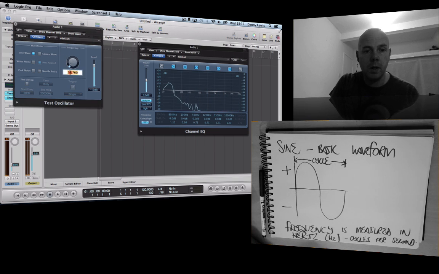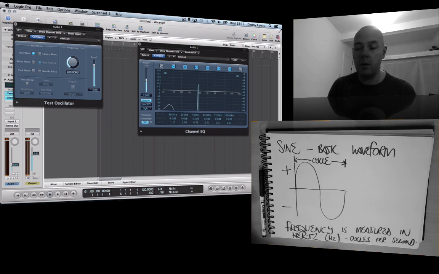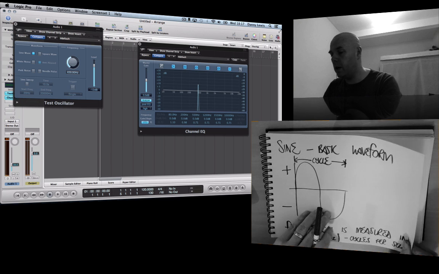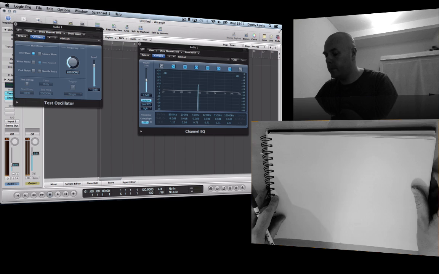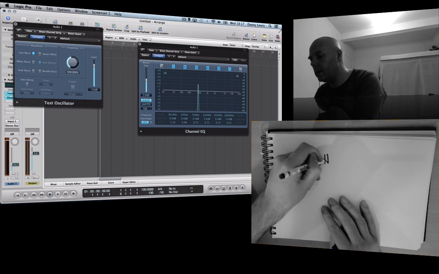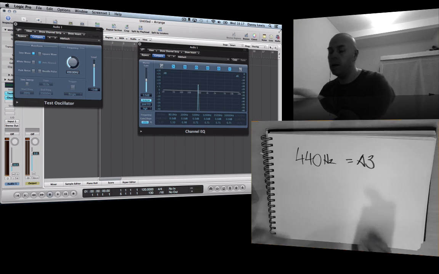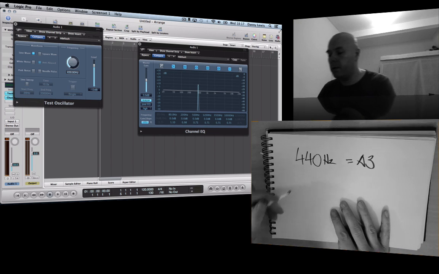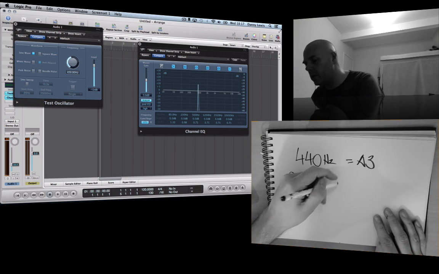Now, what I'm going to do is I'm going to go to 440. A little bit of a magic number. This is a tone you may recognize. So 440 hertz. This is a musical note. So it's A3. So behind every musical note is a frequency. A really important thing to know.